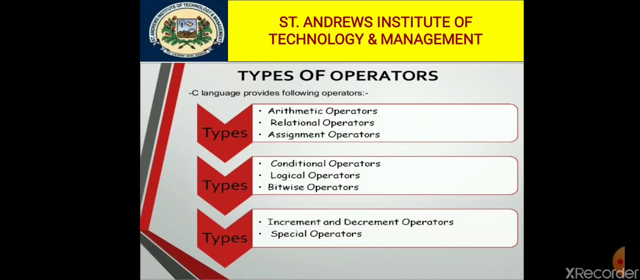Now we can discuss types of operators. C language provides the following operators. There are 8 types of operators provided by the C language. The first one is arithmetic operators, then relational operators, assignment operators, conditional operators, logical operators, bitwise operators, increment and decrement operators, and special operators.